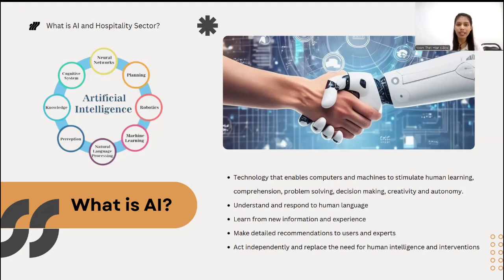Nowadays, artificial intelligence is taking a more responsible role in planning, robots, machine learning, and automation. Moreover, as we are seeing right now, generative AI such as ChatGPT and Gemini are also a part of artificial intelligence. So let's move to the next slide.